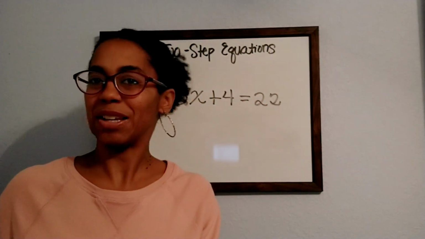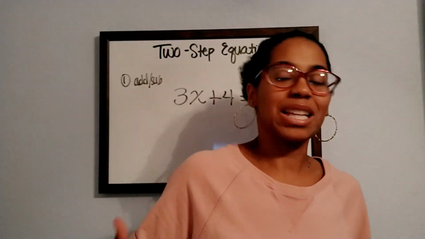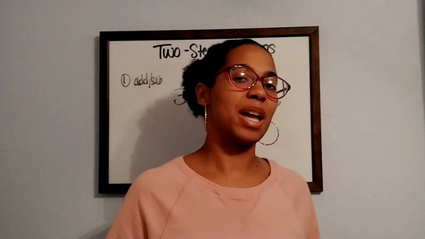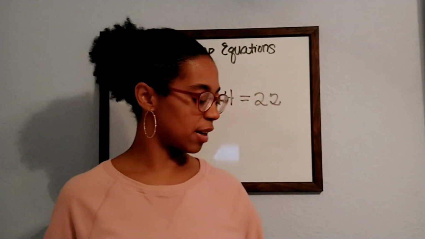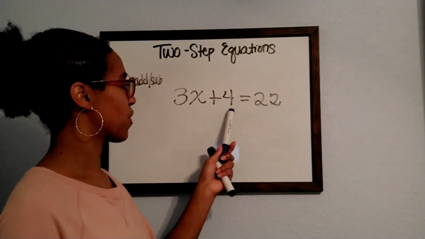Don't be like when you can move it around and get to the bottom of the bag. You know what I'm trying to say. Don't be trying to be extra. So just think of it like that. You need to undo everything that's being done to x. And we're going to start with what's furthest away from x.